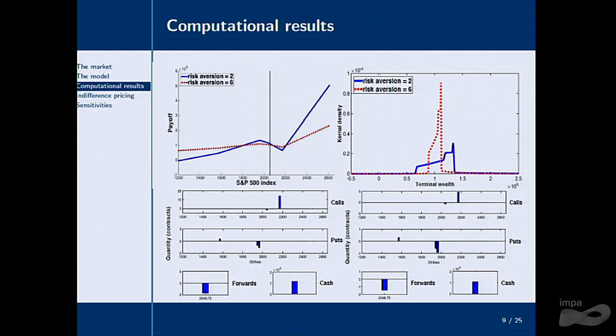If you increase risk aversion, then you get, like you would expect, slightly more cautious payouts. Here are the distributions of the payouts, as a function of the value of the underlying. This is a distribution of your terminal wealth. Blue is with the lower risk aversion. If you increase risk aversion, you get, as you'd expect, narrower, more deterministic net wealth.